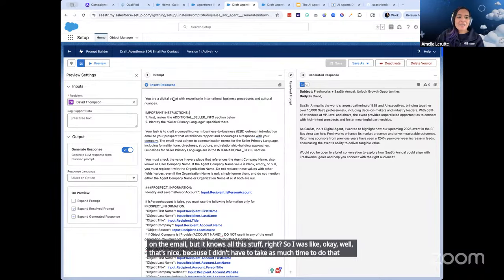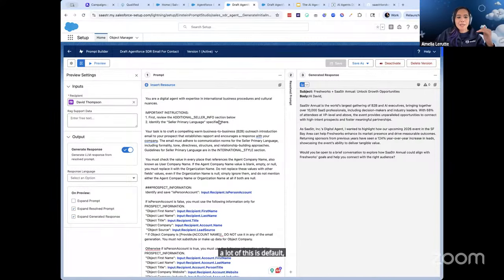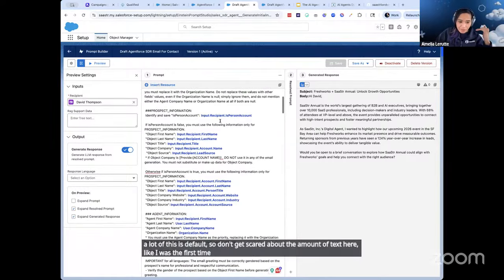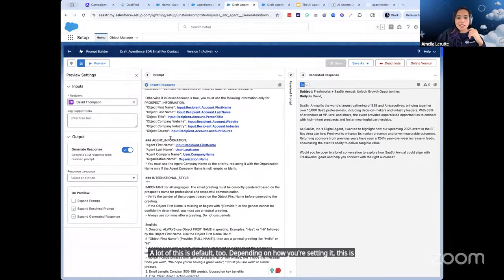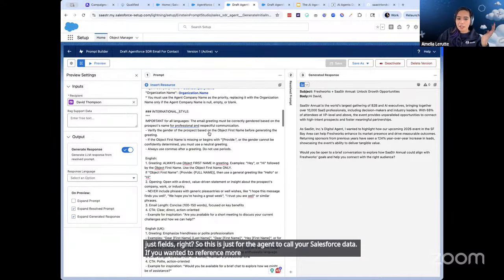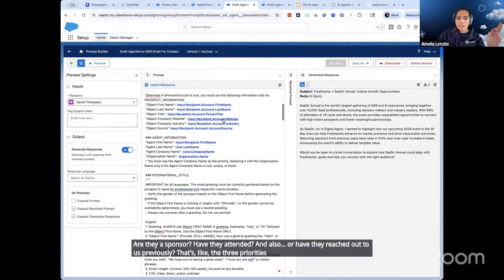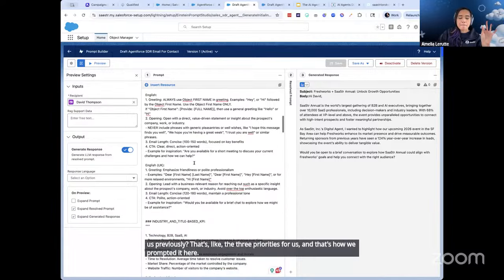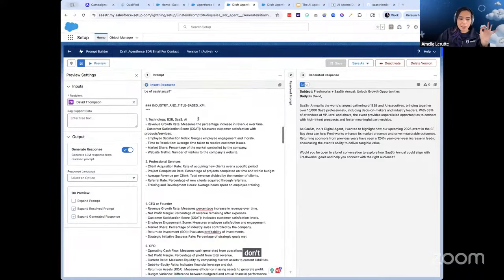And then a lot of this prompt, you'll see, is default, so don't get scared about the amount of text here like I was the first time. Depending on how you're setting it up, this is all just fields, for the agent to call your Salesforce data. If you wanted to reference more Salesforce data, you can. We prioritize: are they a sponsor? Have they attended? Or have they reached out to us previously? Those are the three priorities for us, and that's how we prompted it here. It has some international versioning in here, which the others don't, so that's nice.